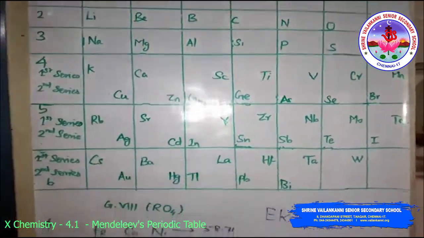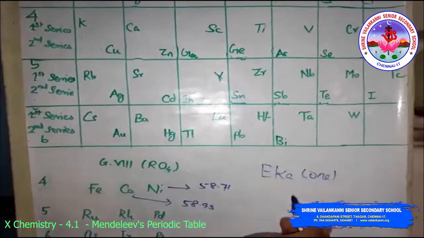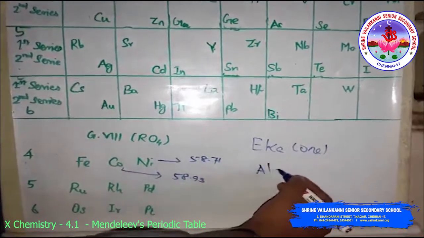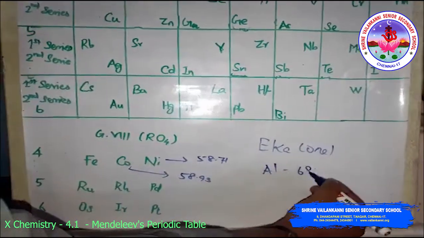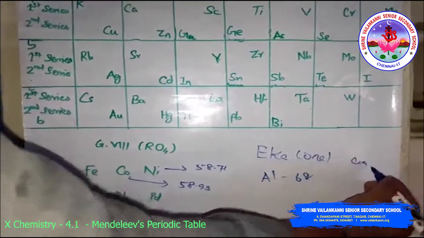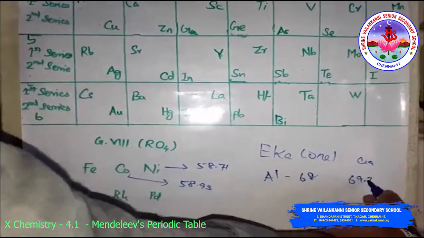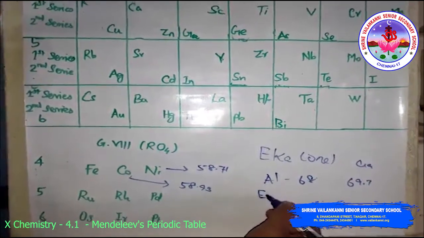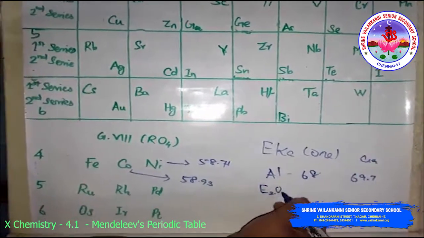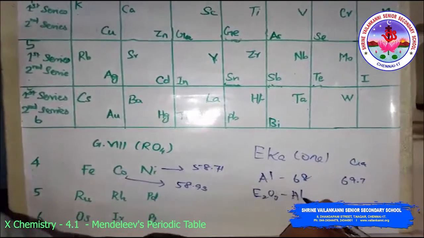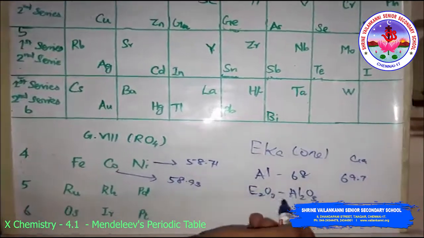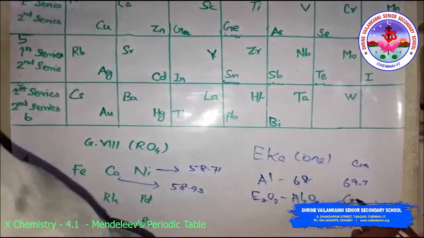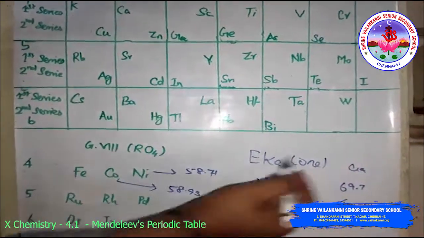See here, the atomic mass of Eka aluminum is 68, and gallium is 69.7. The formula of the oxide, for example, E indicates element. So for aluminum, that is E2O3, for example Al2O3, the formula of the oxide. In a similar way, gallium oxide is Ga2O3, which means similar properties.